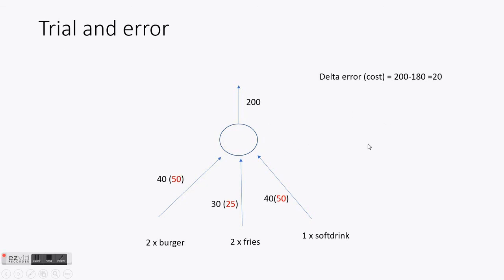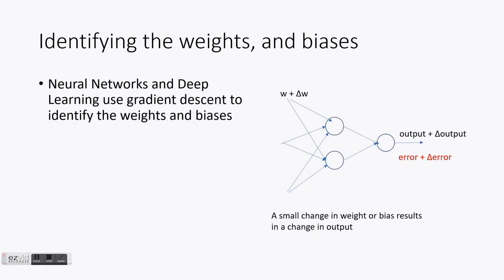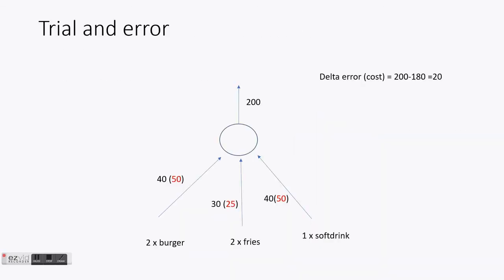So the next time we go again, we order a different set. We order 2 burgers, 2 fries, and 1 soft drink, and we now try to change the price again. We now assume a burger is 40 rupees, the French fries are 30 rupees each, and a soft drink is 40 rupees. With this assumed price, our estimated value would be 200, whereas given the actual price of 50, 25, and 50, it would have been 180. Now our delta error is 20. So again we are off. So we find that we cannot do this by trial and error.